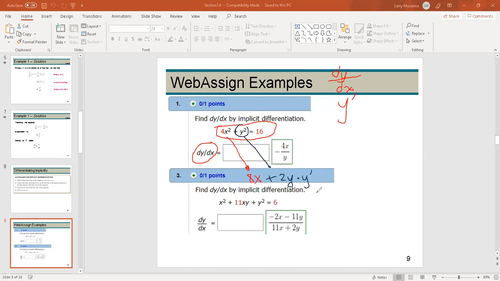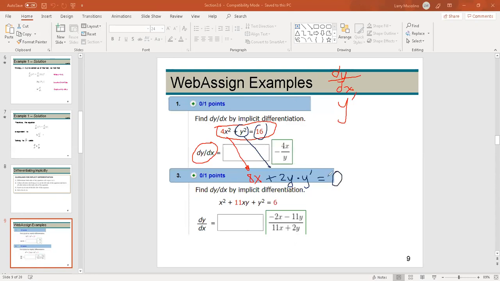So one way you could think about implicit differentiation is anytime you take a derivative of the letter y, you're going to include a y prime term with the derivative to reflect the chain rule. All right, now let's take the derivative of 16. Remember, we're taking this with respect to x. Well, the derivative of a constant is 0, so that's going to equal 0.